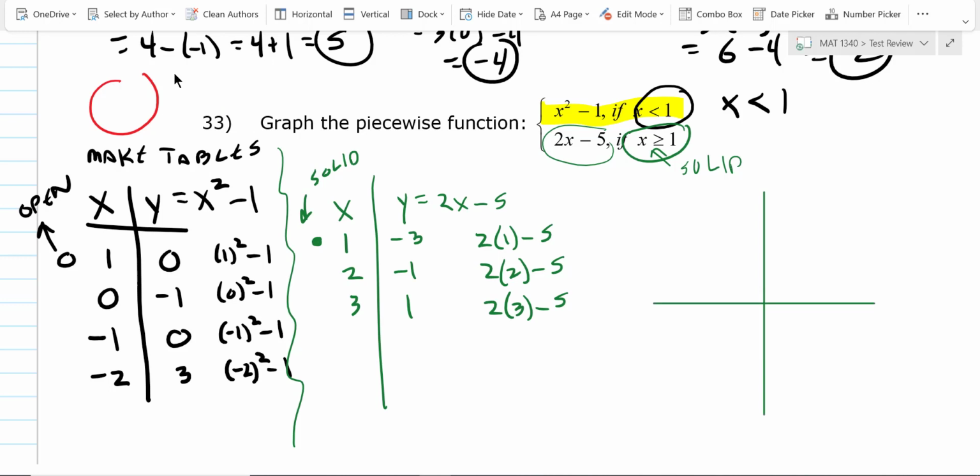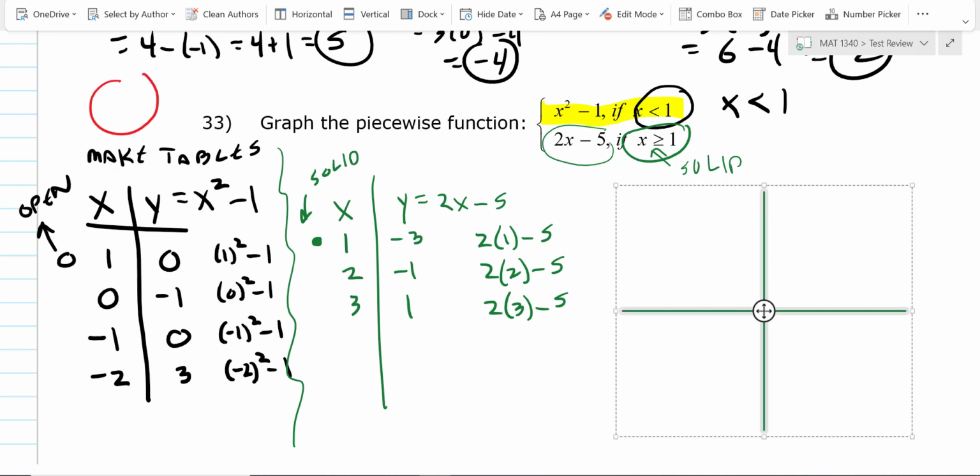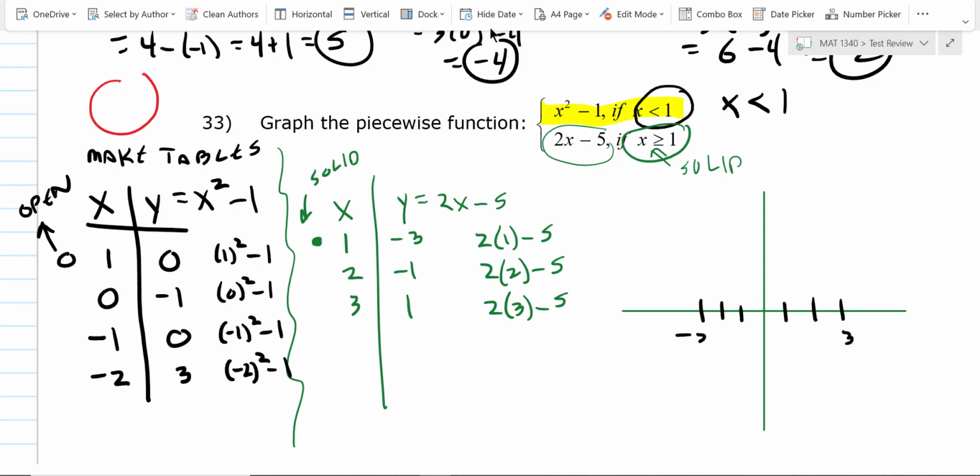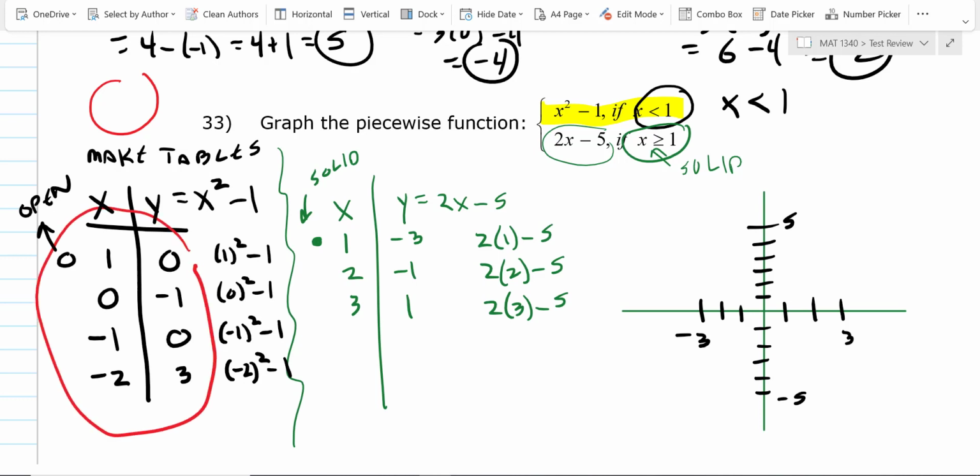Now, the next thing you do is you just plot these points. Okay, so let's go ahead and construct our graph then. So let's see, I'm just going to go out to about 3 and maybe out to about negative 3 like that, and maybe up to 5 or something, and maybe down to negative 5 like that. Okay, so the next thing you have to do is plot these points. So I'm going to take the points in my first table of values, and I'm going to plot them.